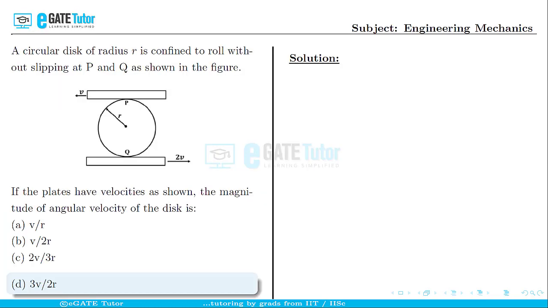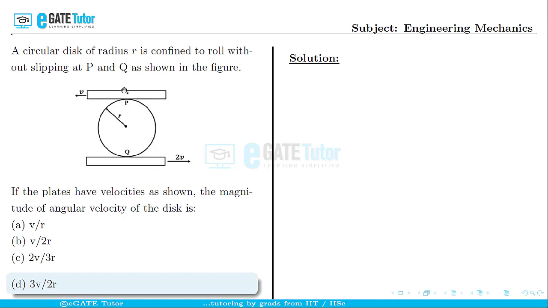This is a question from Engineering Mechanics for 1 mark. A circular disc of radius r is confined to roll without slipping at P and Q as shown in the figure. So basically this is a disc of radius r and it is confined to roll without slipping at points P and Q, which are located on two plates. If the plates have velocities as shown, the magnitude of angular velocity of the disc is.